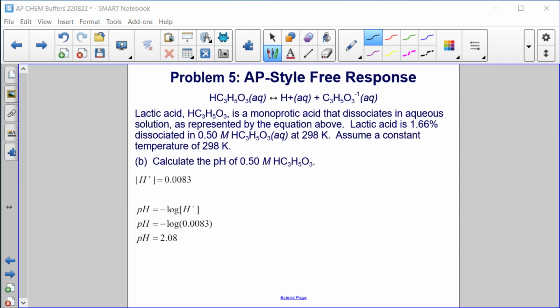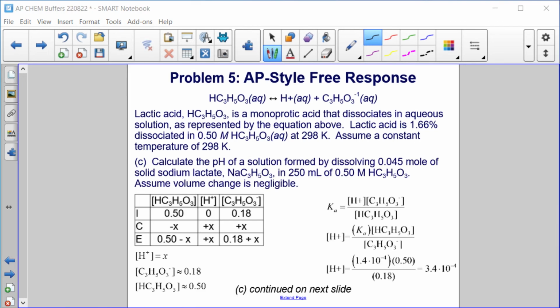Part B, calculate the pH of the 0.5 molar lactic acid solution. So in the previous part, we found that the hydrogen ion concentration was 0.0083. We can use that to find the pH. Minus log of that concentration is 2.08.